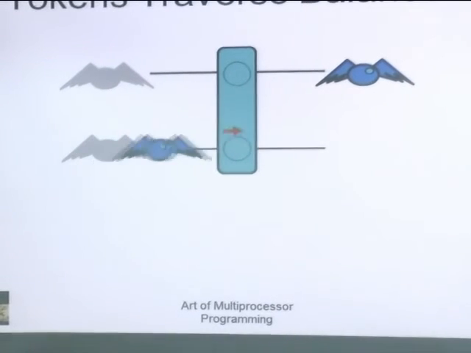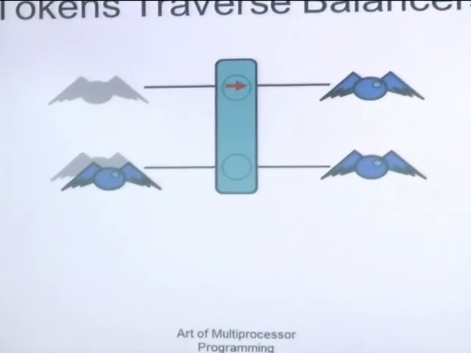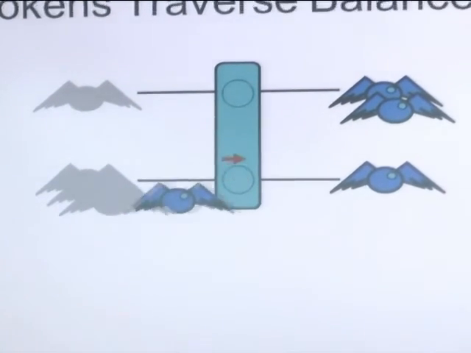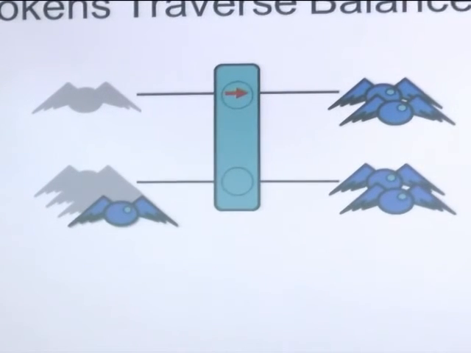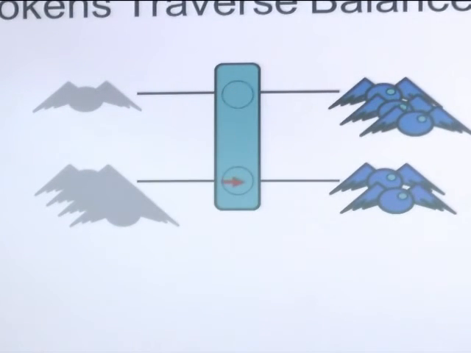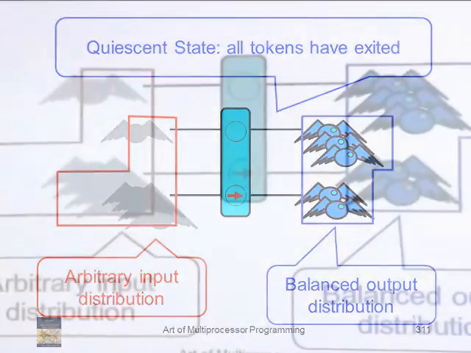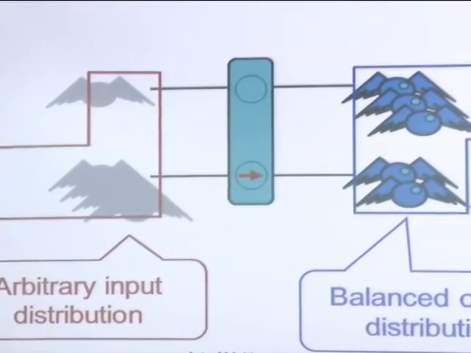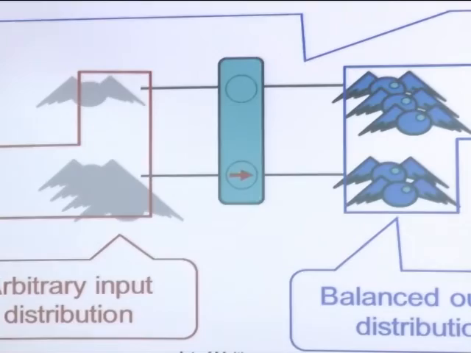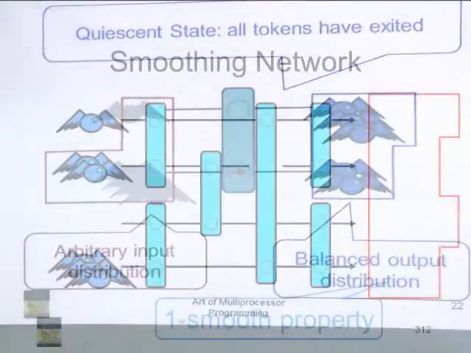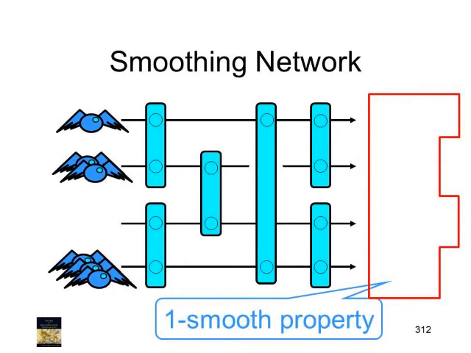And then another token comes in. It does the same. And this keeps going. And what's interesting here is the distribution of input tokens can be arbitrary, but the output is balanced. And we'll define a quiescent state to be one where all the tokens in the network have gone through. So let's build a network of these things.